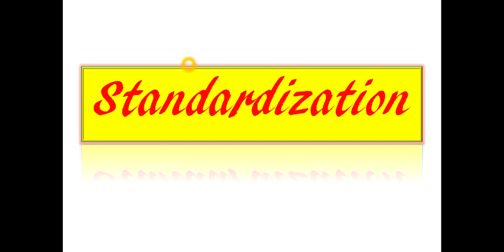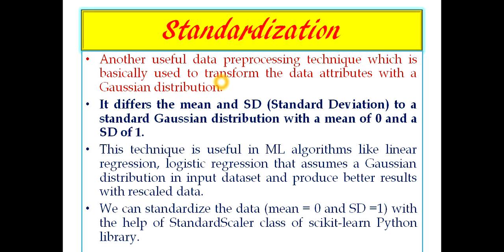And today, our topic is standardization. This is another useful data preprocessing technique, basically used to transform data attributes with a Gaussian distribution. Do remember that this technique is used to transform data attributes with Gaussian distributions. I hope you all know Gaussian distribution because I have discussed it in my previous lecture. So kindly comment what you mean by Gaussian distribution.